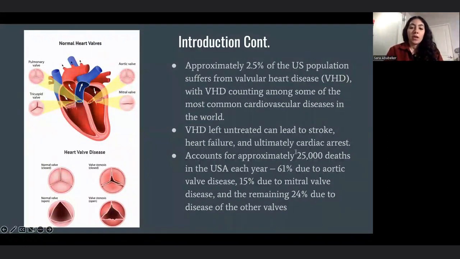Approximately 2.5% of the US population suffers from valvular heart disease, and it specifically accounts for approximately 25,000 deaths in the USA per year, with 61% due to aortic valve disease, 15% due to mitral valve disease, and the remaining 24% due to disease of the other valves.